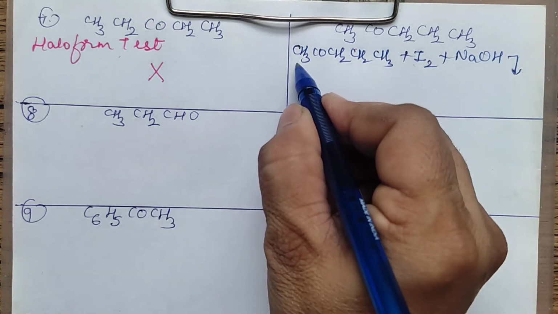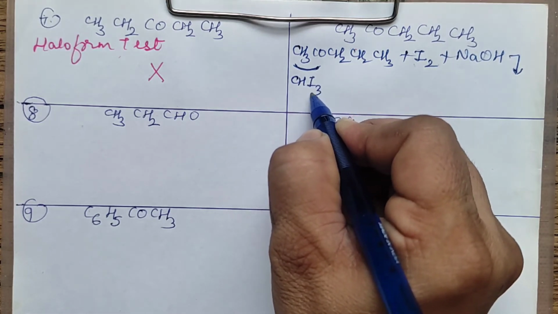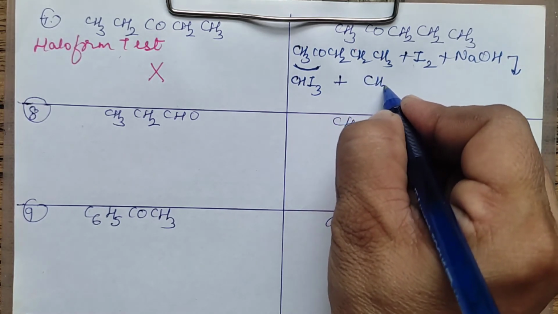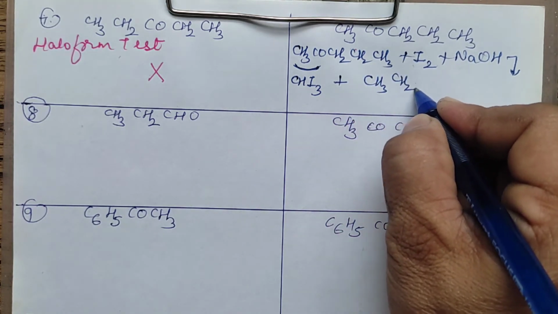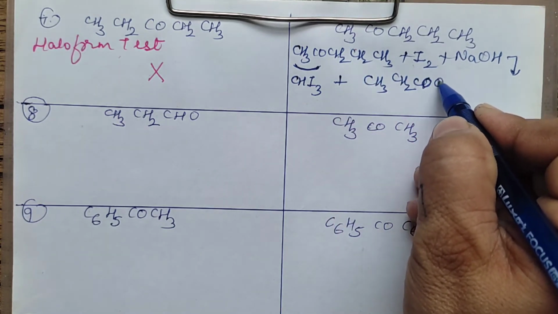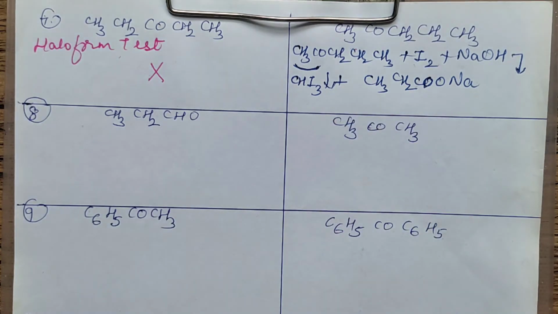CH3COCH2CH2CH3 plus I2 plus NaOH. This methyl ketone part, I said, will always form CHI3. Whatever remaining carbons are there, with that you will write a salt. So CH3CH2 will now be written as CH3CH2COONa. This is a yellow color precipitate that is obtained. So pentan-2-one gives the iodoform test, whereas pentan-3-one will not give.